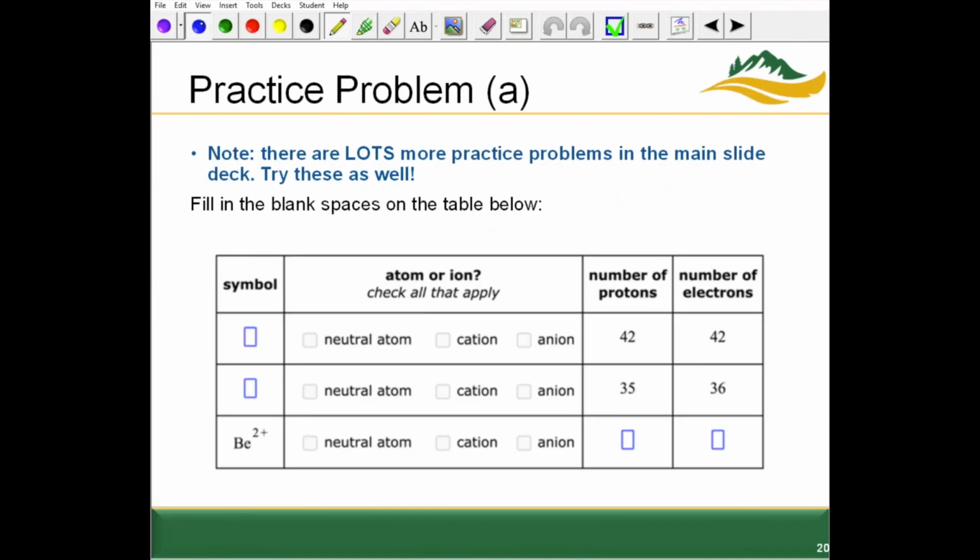Let's do this practice problem now, and I do want to note that there are a lot more practice problems in the main slide deck, so be sure to check out those as well if you want to see more practice. Let's go through this one now. It's not on the main slide deck. Let's talk about this row here. We want to figure out the element symbol, if it's a neutral, cation, or anion. Here we're given the number of protons and the number of electrons looks to be equal.